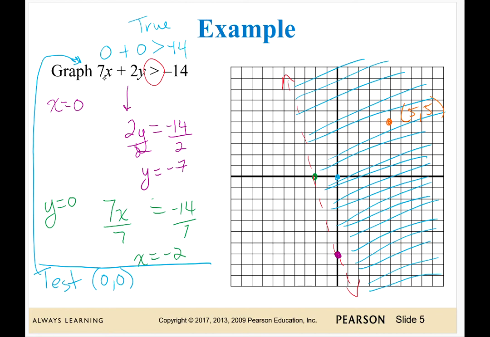So if I plug in 5, 5, I get 35 plus 5 times 2 is 10. Is 45 greater than negative 14? Absolutely, right? So it checks out. So feel free to test a couple points just to make sure that you've shaded the correct area. But your answer is going to be this picture. It's not going to be an actual written answer. Your answer will be the graph itself.